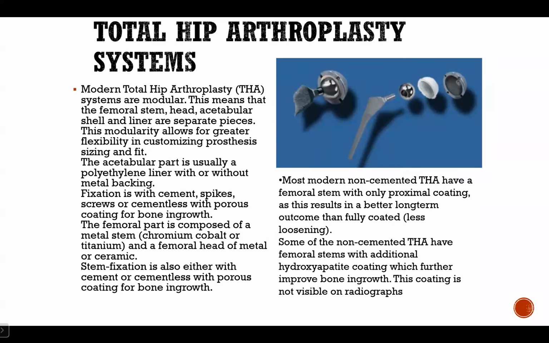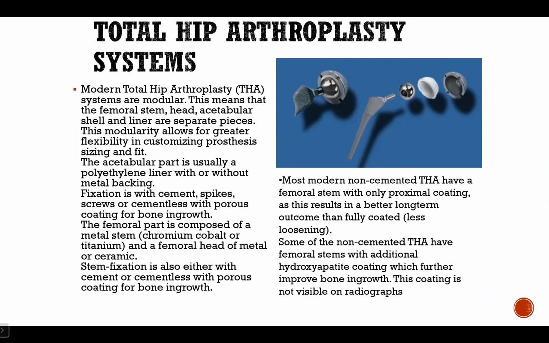The acetabular part is usually a polyethylene liner with or without metal backing. Fixation is with cement, spike, or screw, or cementless with porous coating for bone ingrowth. The femoral part is composed of a metal stem, chromium, cobalt, or titanium, and a femoral head of metal or ceramic. Stem fixation is also either with cement or cementless with porous coating for bone ingrowth.